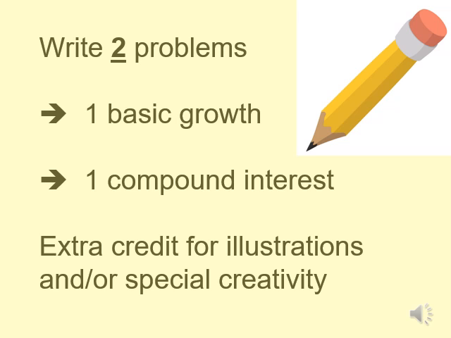But what you want to do is to write two problems, one of which is a basic growth problem. It could be like the hair scrunchies for Carolyn. Another one is a compound interest problem, like Cora's bank account. And you come up with two different story problems. You can get extra credit for doing illustrations, which you can see from the examples we did don't need to be good art, but you can do some illustrations with them. And if you have things that are particularly creative, you can get some extra credit for that as well. So one basic growth problem and one compound interest problem.